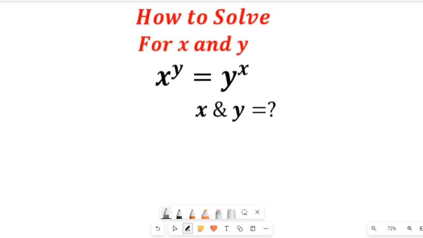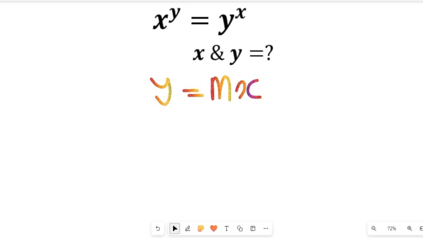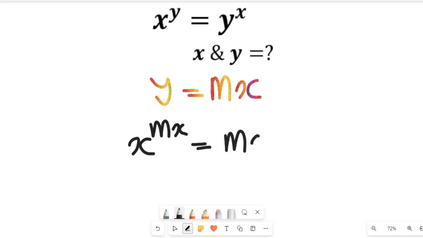Now, to substitute a value, I want us to let y be equal to m multiplied by x. Now, why do we say y should be equal to m multiplied by x? So that wherever we see y, we replace it with what? m multiplied by x. So this expression will now give us x to the power of m multiplied by x, and this will be equal to m multiplied by x to the power of what? Multiplied by the power of x.